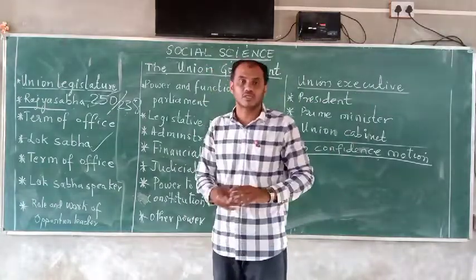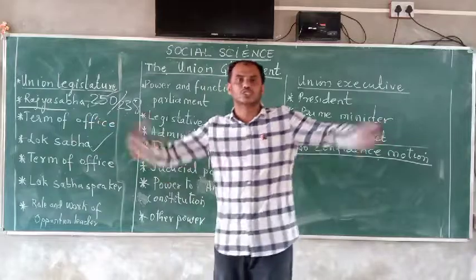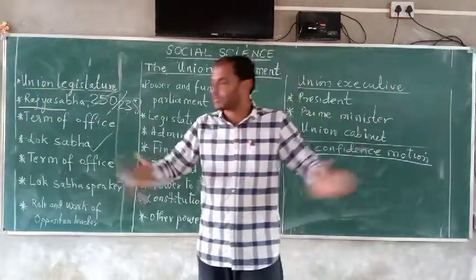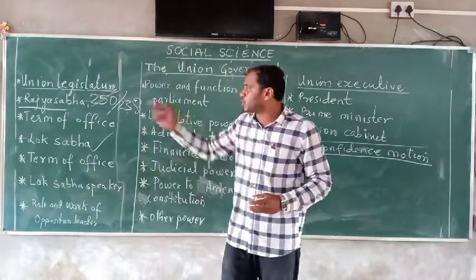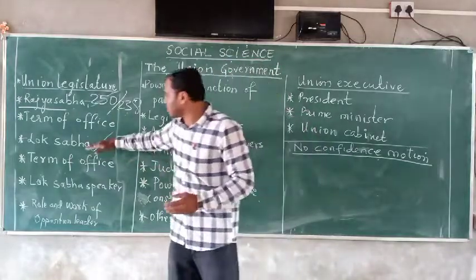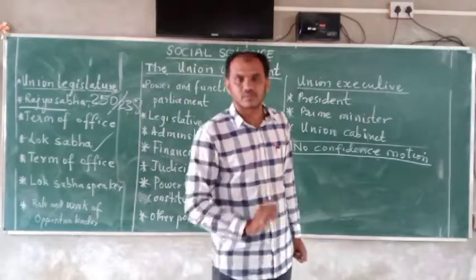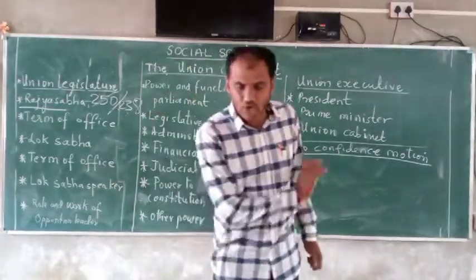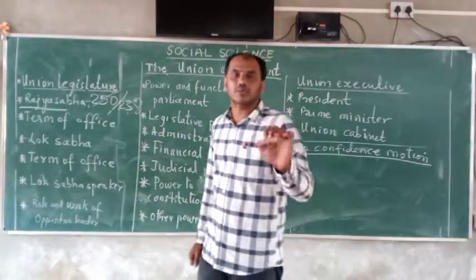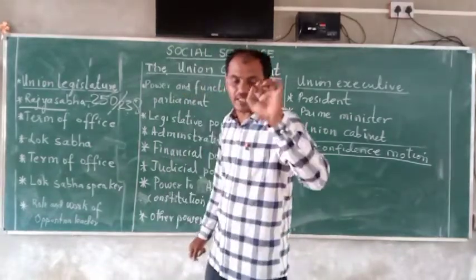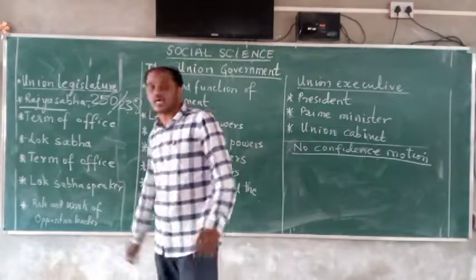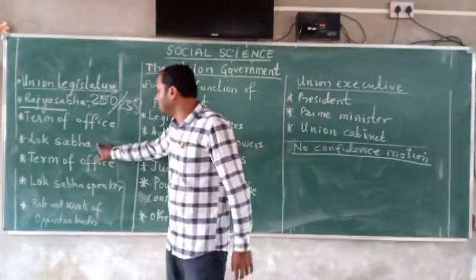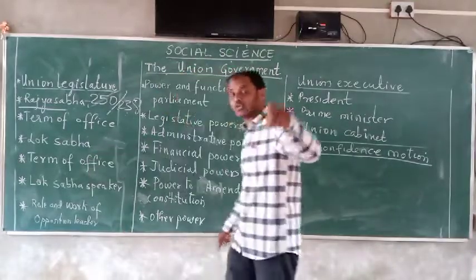So you may question, which house is more powerful? If it was a class, I would give an example, but here I directly say, of the two houses, Lok Sabha is the more powerful. The members of Lok Sabha have been elected directly by the people, so it is known as the House of People.